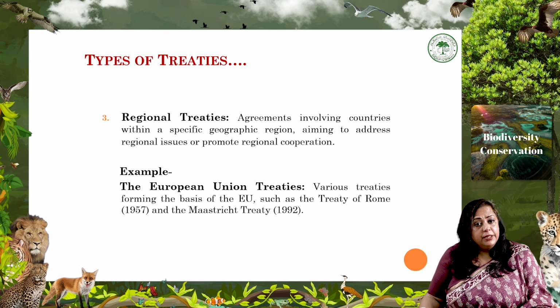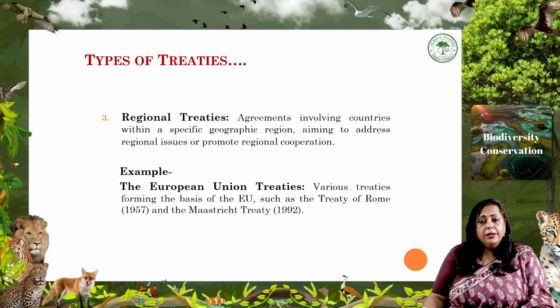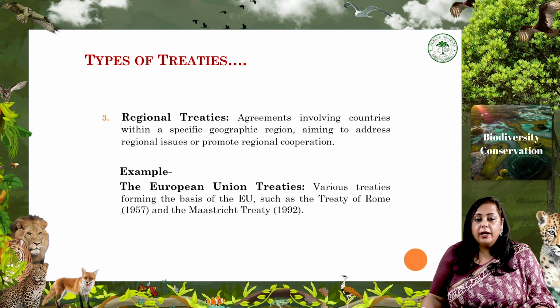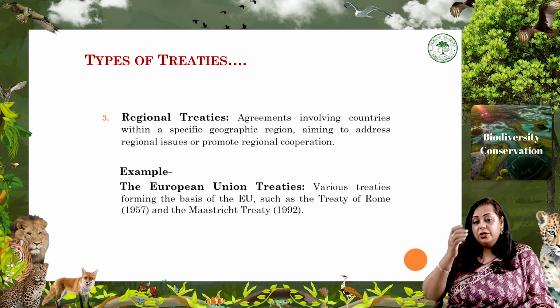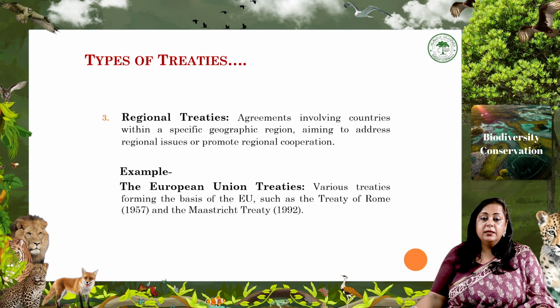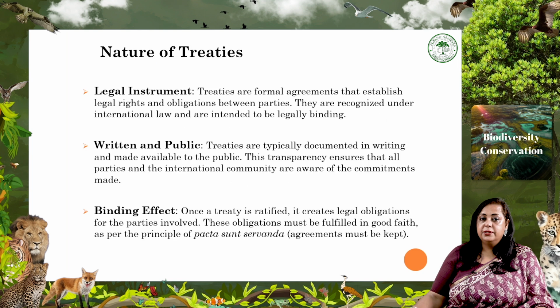There are regional treaties also: agreements involving countries within a specific geographical region aiming to address regional issues and promote regional cooperation. For example, the European Union treaties, various treaties forming the basis of the European Union, such as the Treaty of Rome in 1957 and the Maastricht Treaty in 1992. So there are three kinds of treaties: bilateral, multilateral, and regional.